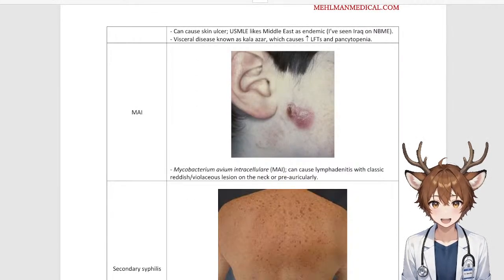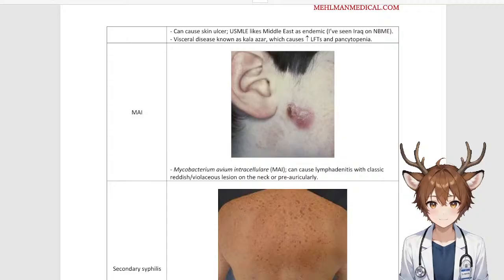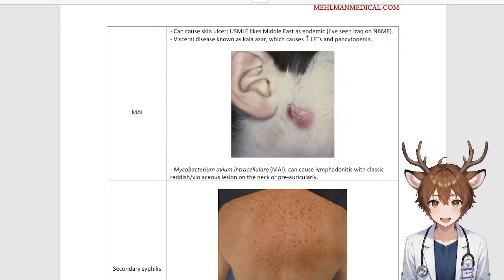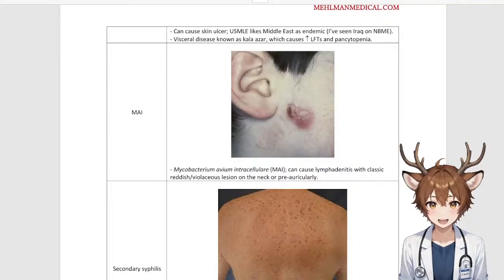MAI, or Mycobacterium avium intracellulare, can cause lymphadenitis with classic reddish violaceous lesions on the neck or pre-auricularly.